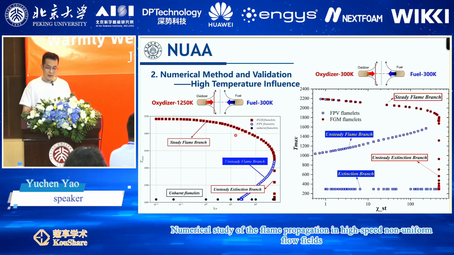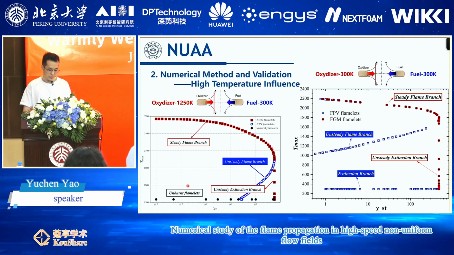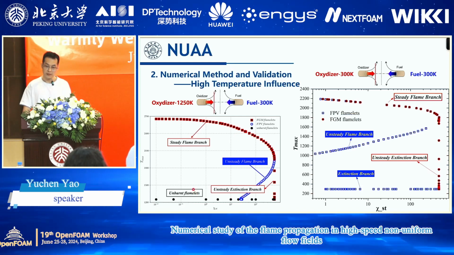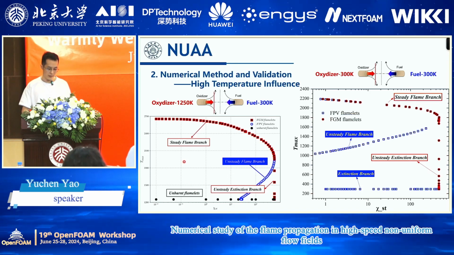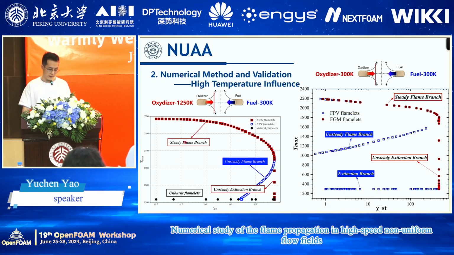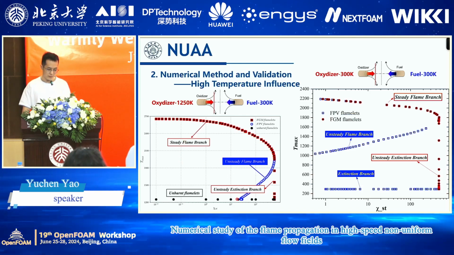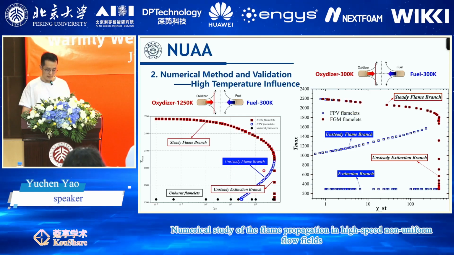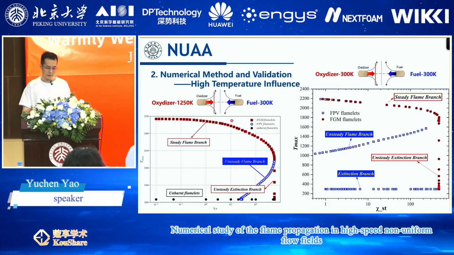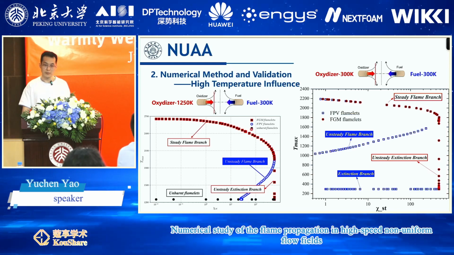But in the high temperature conditions, the unsteady flame branch has no solution at the low scalar dissipation rates. Because the temperature is too high, the flame is very easy to be steady, so there is no unsteady flame branch. It may have some influence for the FPV model, since the FPV model needs this branch, but it doesn't have much influence for the FGM model we use.